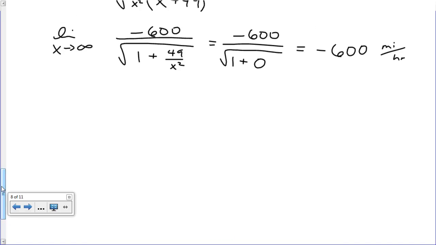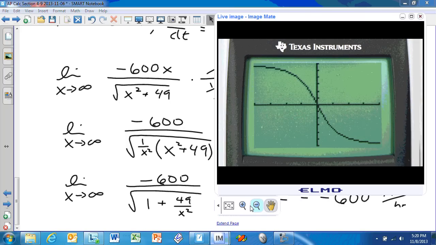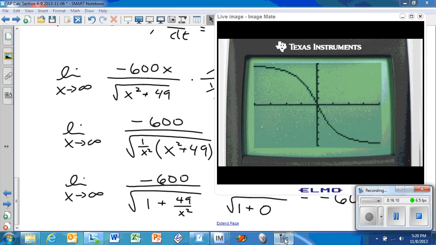Let me switch over to my graph. As x gets further and further to the right, you can see it's approaching a horizontal asymptote of about negative 600. On the other side, you could do the same thing with letting x go to negative infinity, and it must approach a positive value of 600, it looks like. Okay. All right, and that's the end of that question. And so that's the end of our notes here.